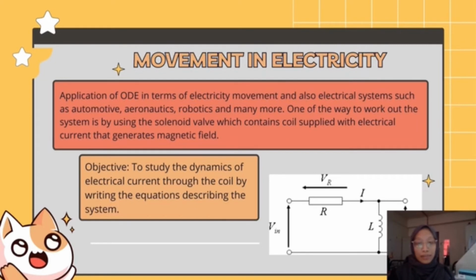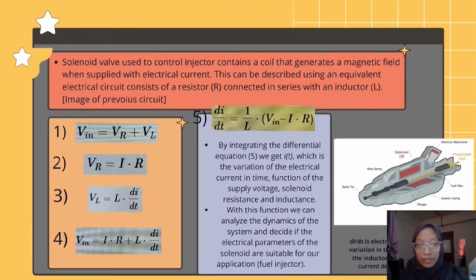So here is the explanation of this application, and I will choose a solenoid coil and injector for this application. Okay, so here is more explanation and the equations. The first equation describes the equivalent electrical circuit of the solenoid. The second equation is the voltage across the resistor, and the third is the voltage across the inductor.